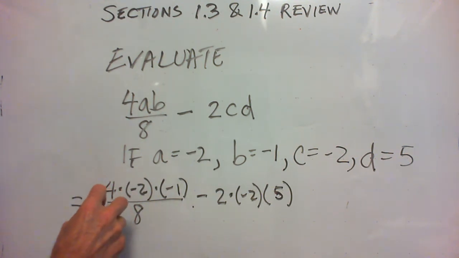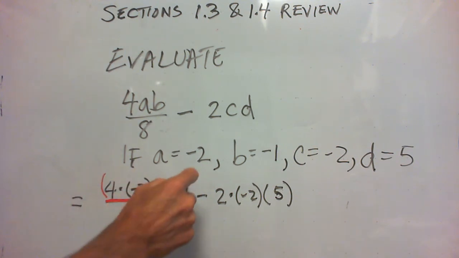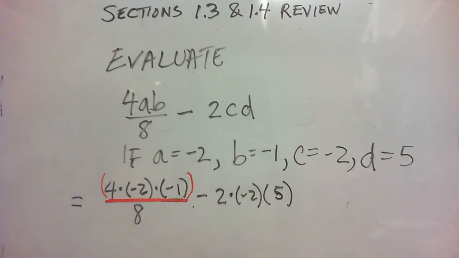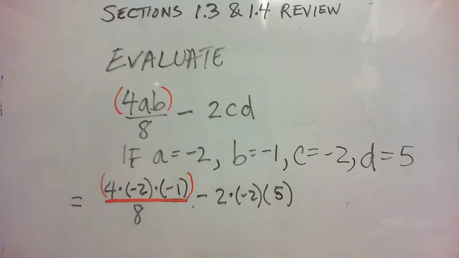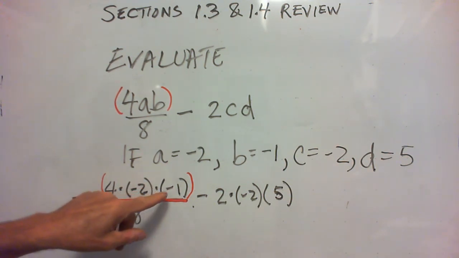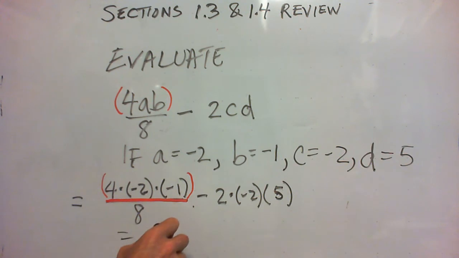Okay, so here that fraction bar, remember a fraction bar really means divide, and when you have a bunch of operations, what's implied here is that you have parentheses over the entire numerator. That's how you interpret these fractions that have multiple terms like that. Put parentheses. And with that in mind, we would do the 4ab first. Multiplying 4 times negative 2 times negative 1. 4 times negative 2 is negative 8 times negative 1 is positive 8. So we get 8 over 8.